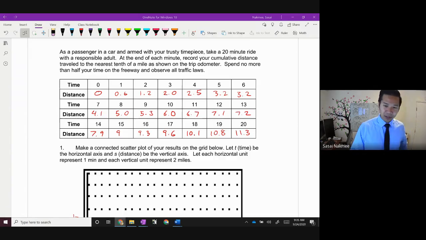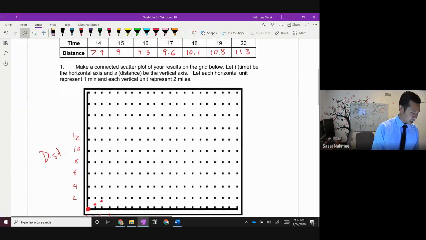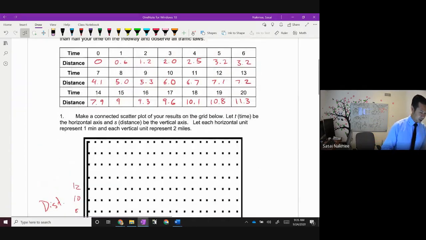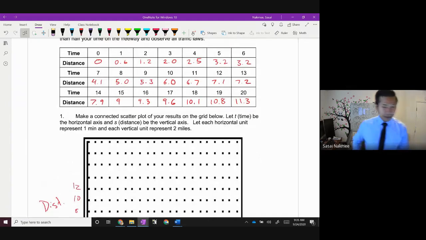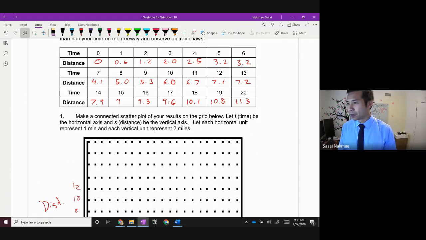Once they copy down the table, they're going into the Pear Deck. The Pear Deck is posted, and they're using these points to graph a scatter plot, understanding that the x-axis is going by increments of 1 minute and the y-axis is going by increments of 2 miles. So each dot is representing 2 miles, okay? We're just drawing a bunch of dots.